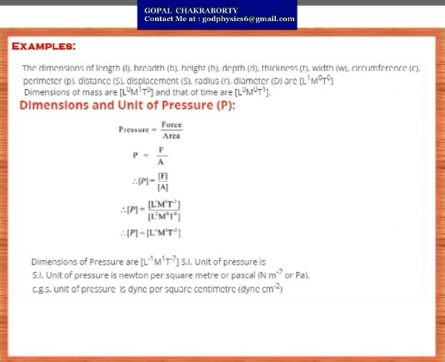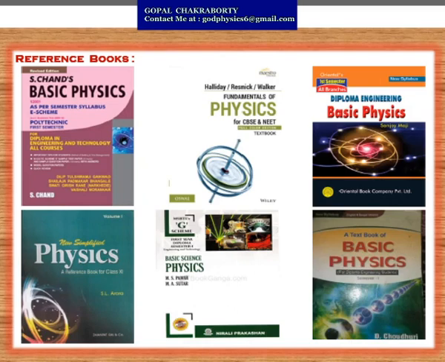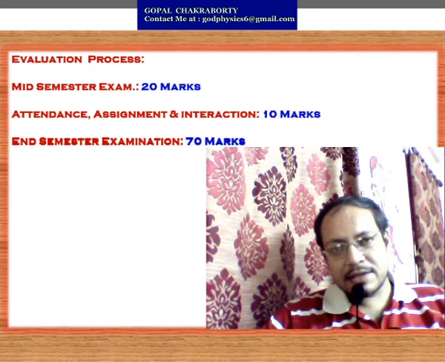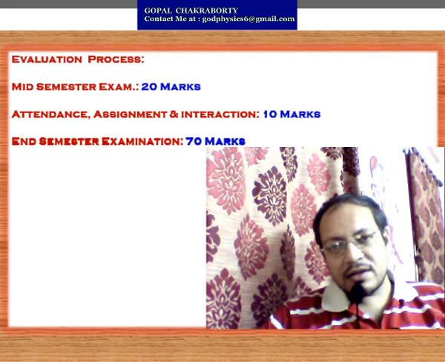These are the possible books that you can refer for your subject, basic physics. The evaluation process is the same. You have to appear for a 70 marks end semester exam and a 20 marks mid semester exam, and 10 marks for attendance, assignment or interaction.